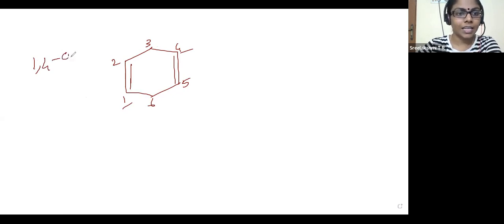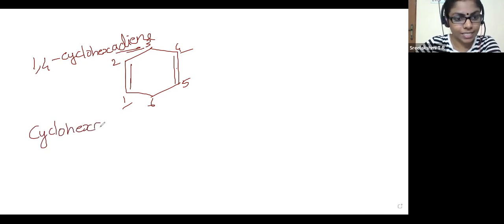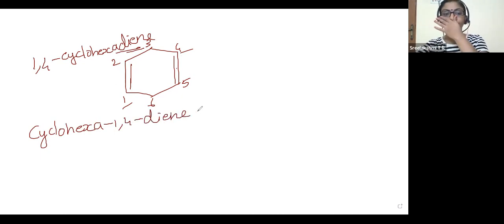Then cyclohexadiene. What is this di? 2 double bonds are there at 1 and 4 positions. So that is what you are specifying. Or better say this as cyclohexa-1,4-diene. Clear? All right.